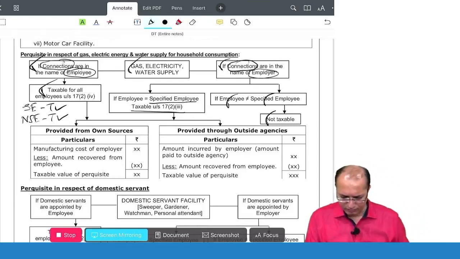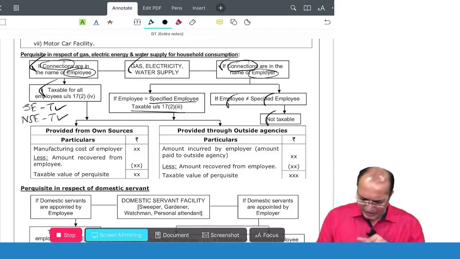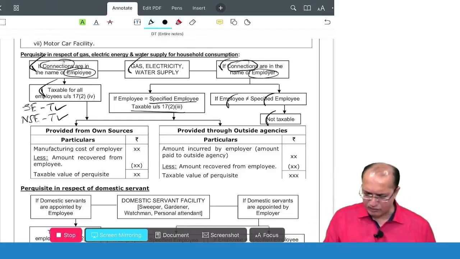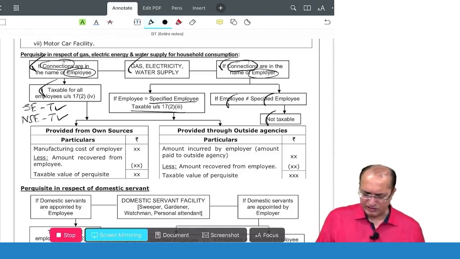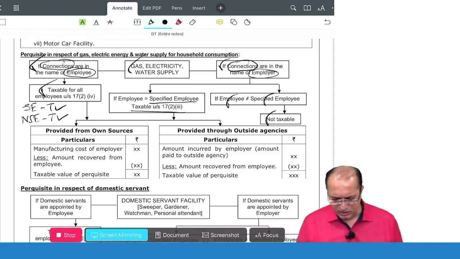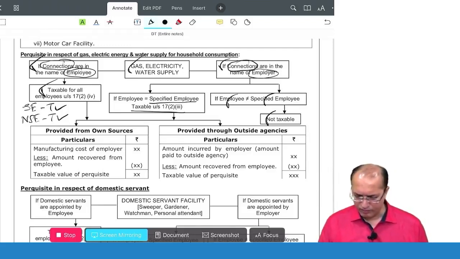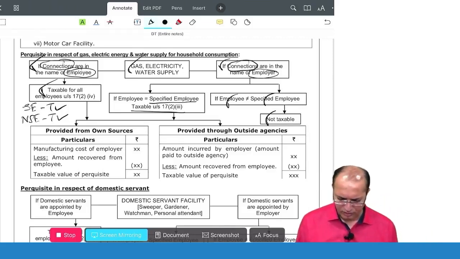For example, which is the company which is supplying electricity in the city of Chennai? In the city of Chennai, which company is supplying electricity? Is it a government company? I think it is Tamil Nadu Electricity Board. Yes, TNEB. TNEB stands for what? Tamil Nadu Electricity Board.